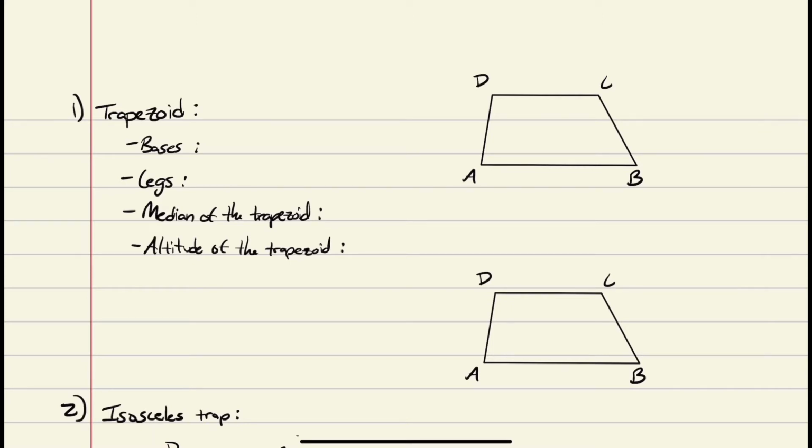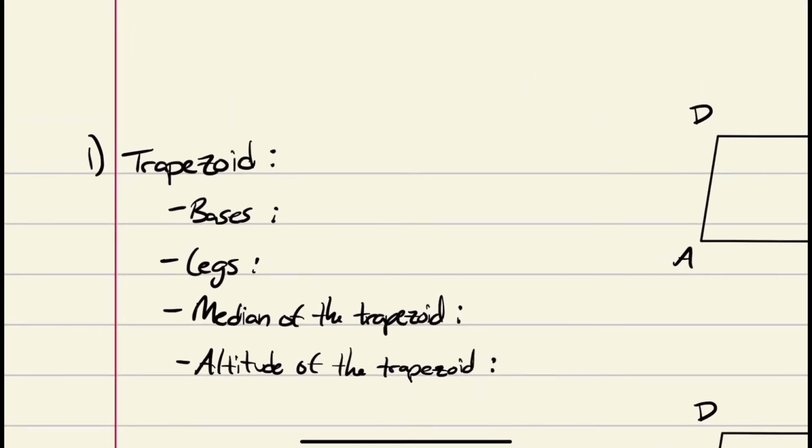We're going to look at the definition of a trapezoid and some parts of it, and a certain kind of trapezoid, as you can see down here. A trapezoid is literally just a quadrilateral, so it has four sides, with two sides parallel. A quadrilateral is a polygon with four sides, and two of those sides are parallel.